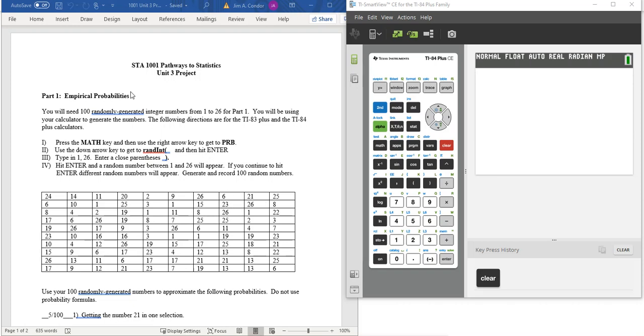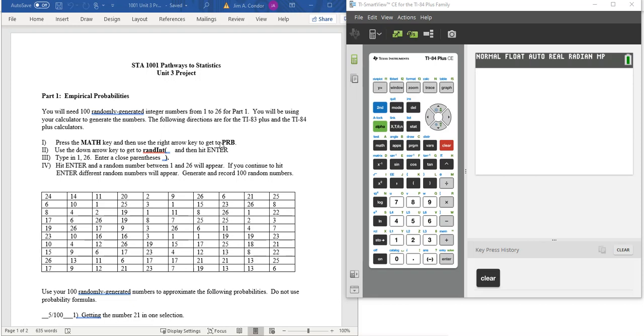Now, first thing you have to do is the table on your sheet is empty. I already filled this one out just to save some time, but these numbers in here were randomly generated. So we have a population of numbers from 1 to 26, and they're all equally likely to occur. And we want to get a random sample from that theoretical distribution. And it's a uniform distribution. So it says we're going to need 100 randomly generated numbers.